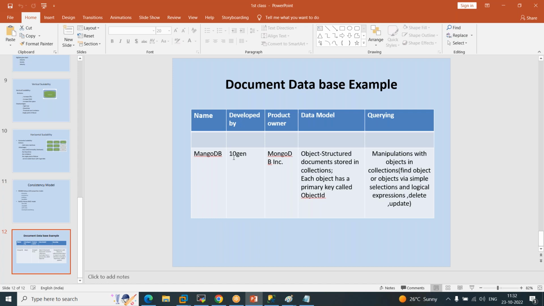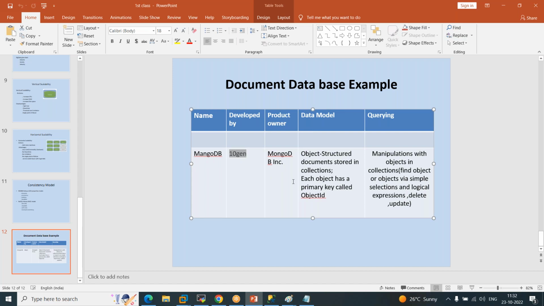And then MongoDB used to be called 10gen. The old name of MongoDB Incorporation is 10gen. It got renamed to MongoDB Incorporation. Right, so it happened in 2008, I guess. I'm not sure about the year, but 10gen is the old name of the company MongoDB. They renamed it to MongoDB Incorporation now.